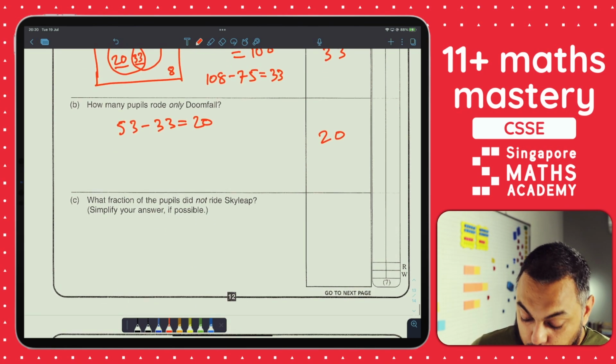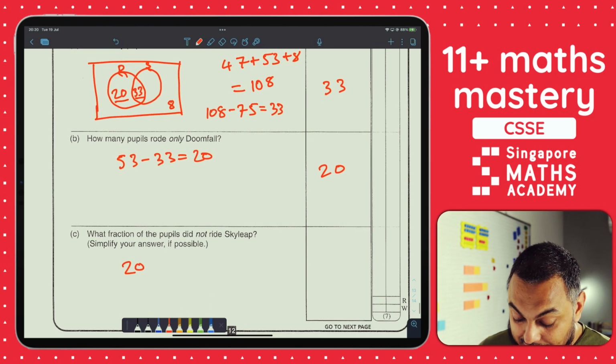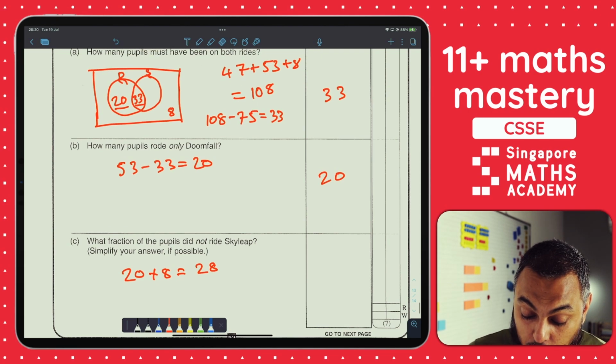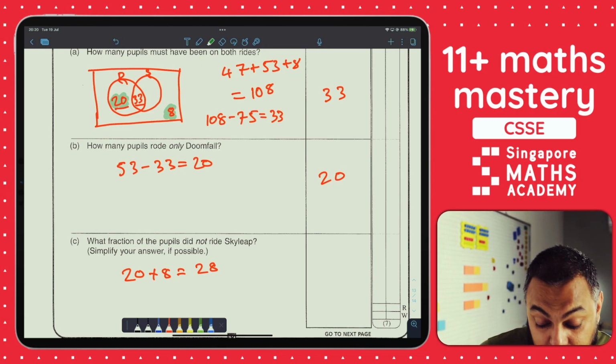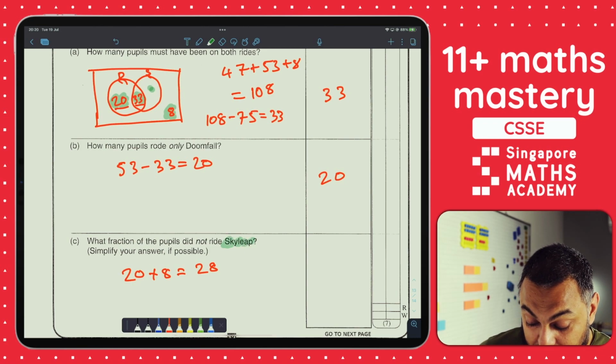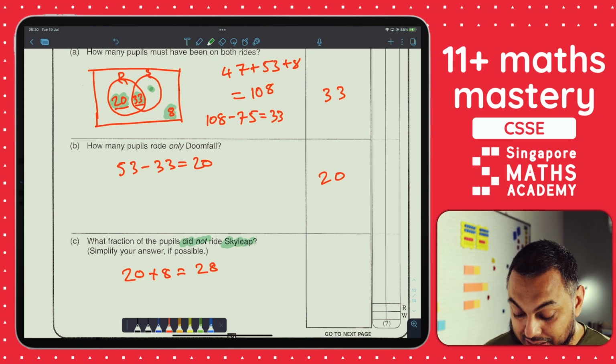Well, I know 20 went to Doomsfall, 8 went to neither, that's 28. 28 didn't go to Skyleap, so this is the part that you have to make sure you concentrate on. Doomsfall 20, 8 neither, 33 went on both, so they went on this one as well. They went on Skyleap, but it says did not ride Skyleap, so you don't count the 33. So it's just 20 and 8, 28.